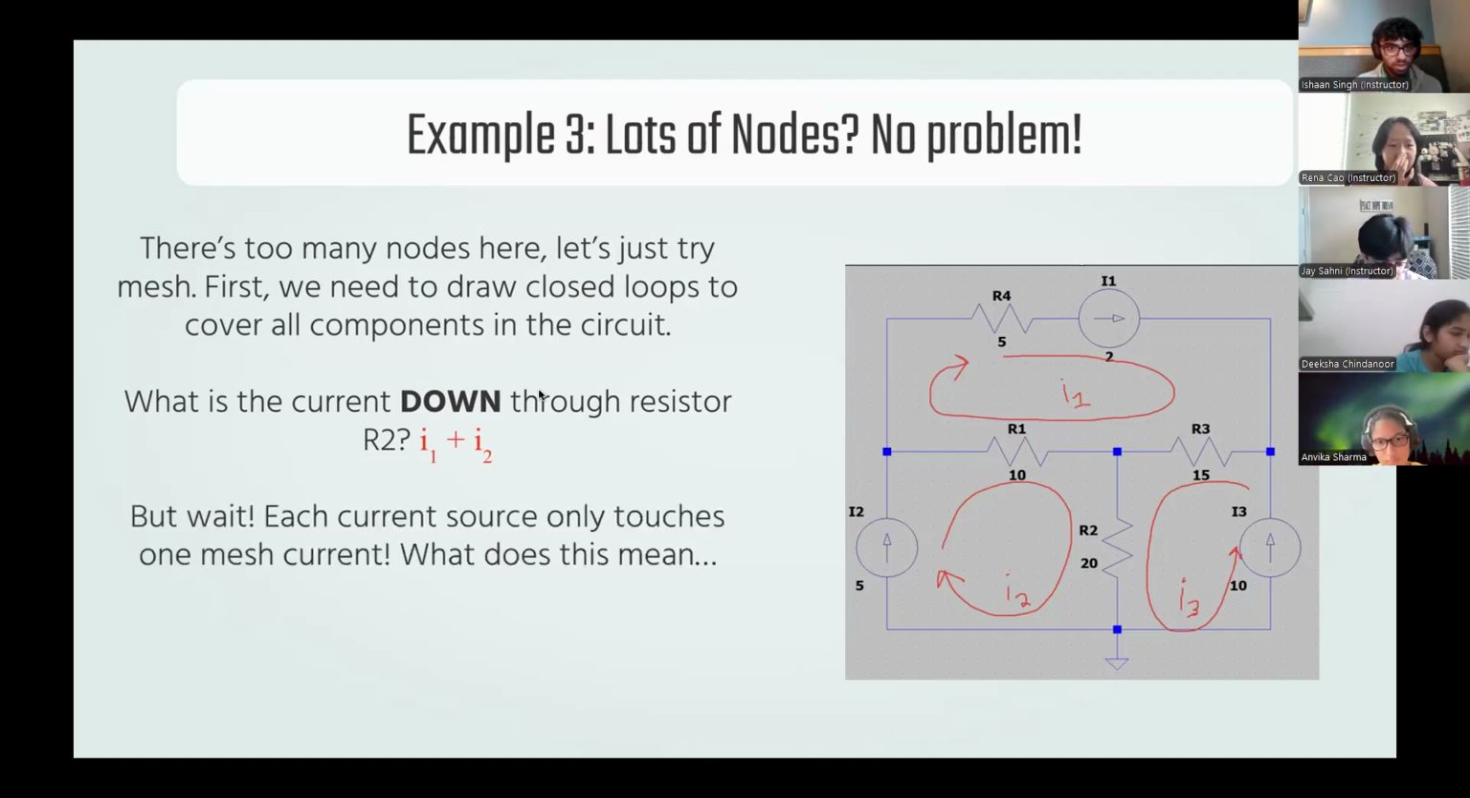Okay. But wait, each current source only touches one mesh current, which means this circuit is actually really easy because we already know the current flowing through all the meshes because it's only being supplied from one spot. Does everyone understand how that works?